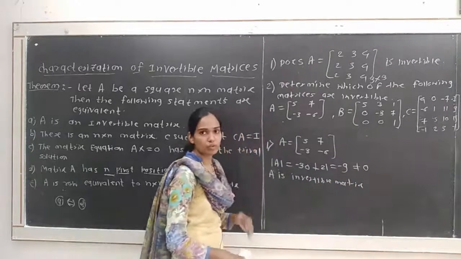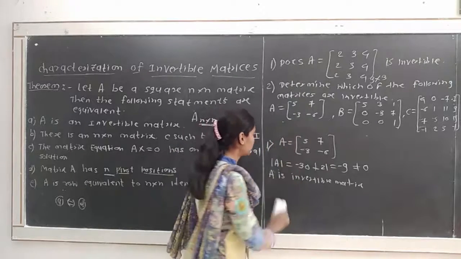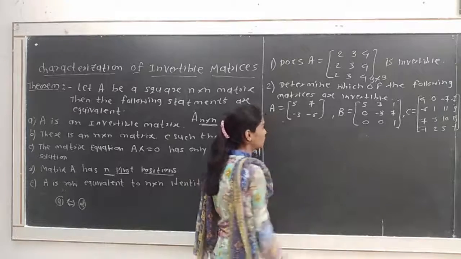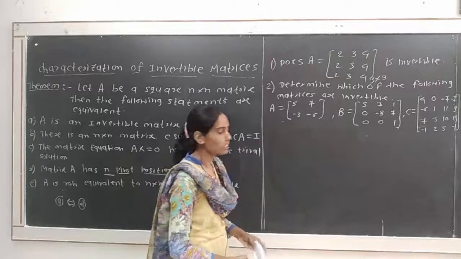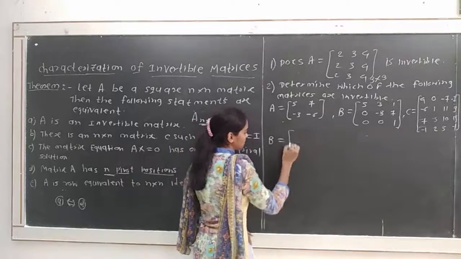Okay. So if we have a 2 by 2 matrix, then we use the determinant method. That is, find the determinant. If the determinant is non-zero, then we say that it is invertible. Okay. Then we see the matrix B.